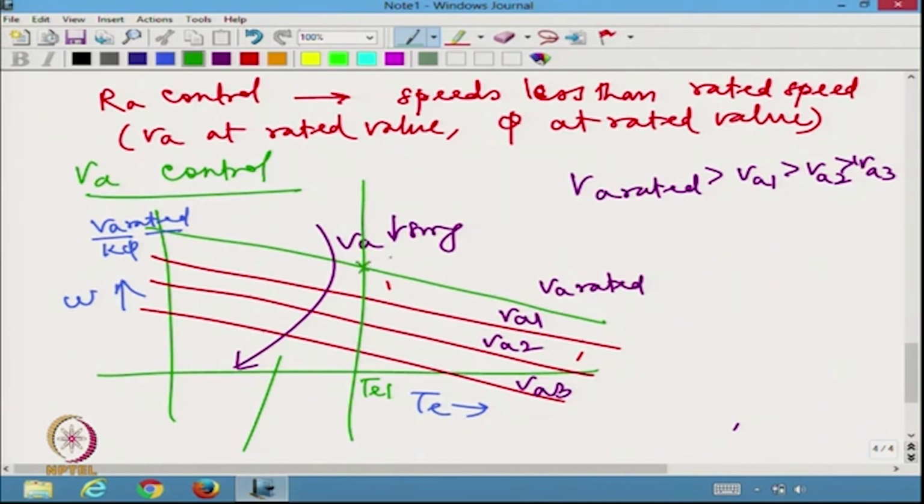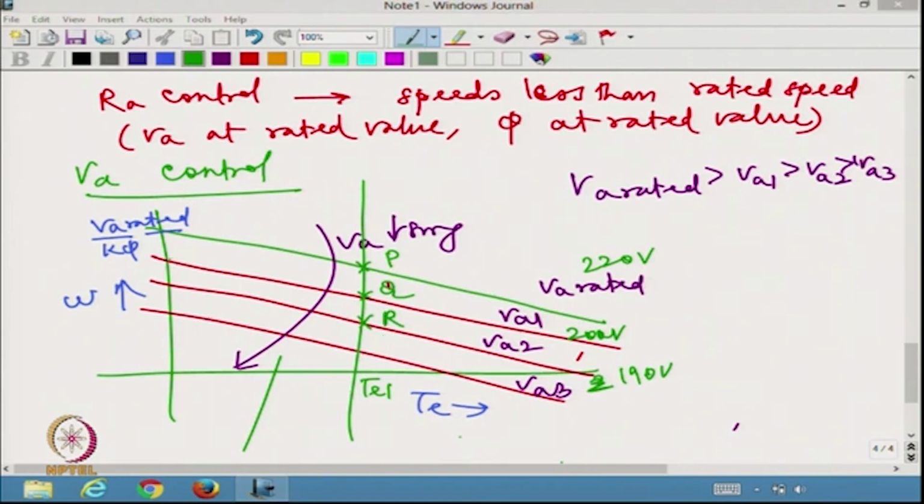If I had applied 220 volts, maybe I would have gotten the operating point as P. If I apply say 200 volts, I am going to get the operating point as Q. If I apply say 190 volts, maybe I am going to get the operating point as R, and so on. So, we get lower and lower speed. You can see that the speed is originally probably 1400 RPM, maybe this is at 1200 RPM, and so on.